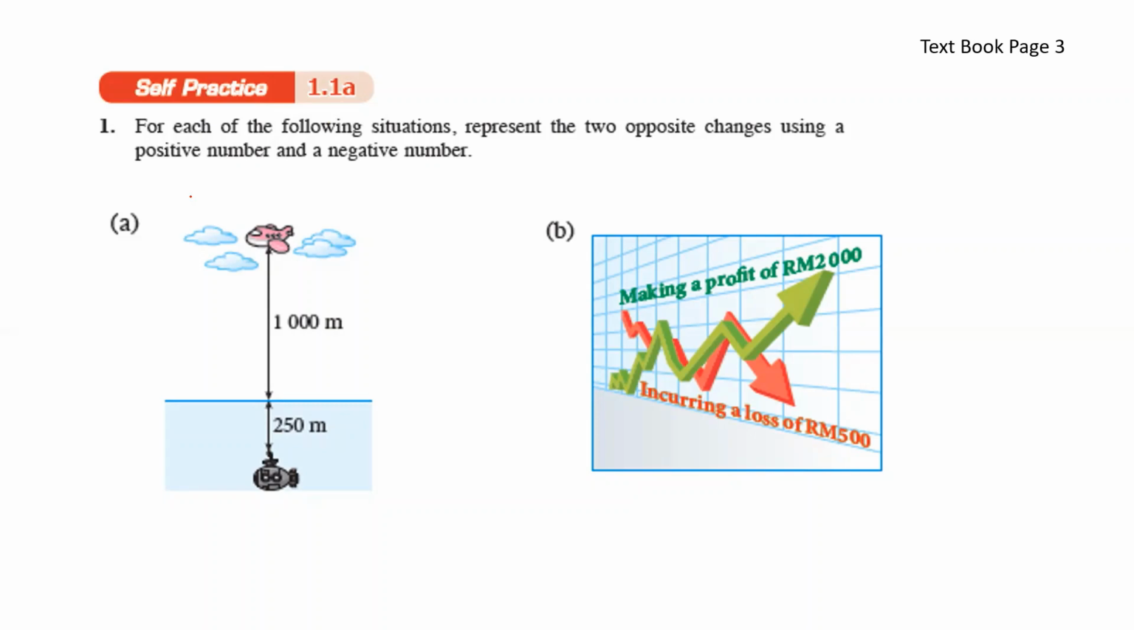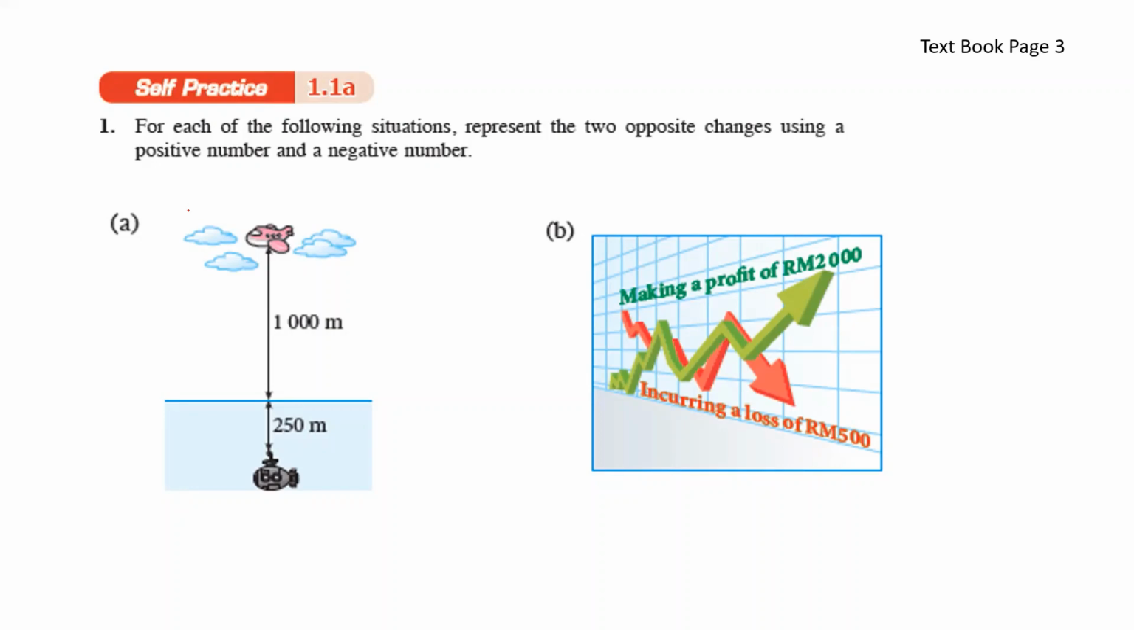In this video, I will be explaining 1.1 integers. Integers are whole numbers represented by positive or negative signs. Take a look at self-practice 1.1a. For each of the following situations, represent the two opposite changes using a positive number and a negative number.